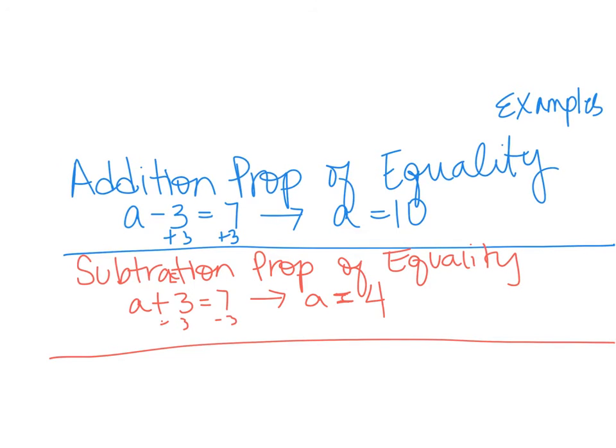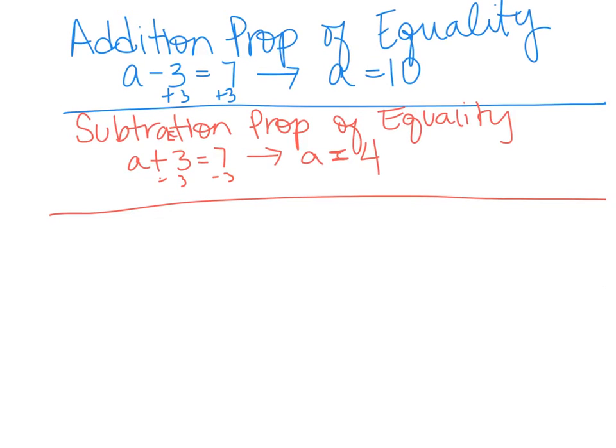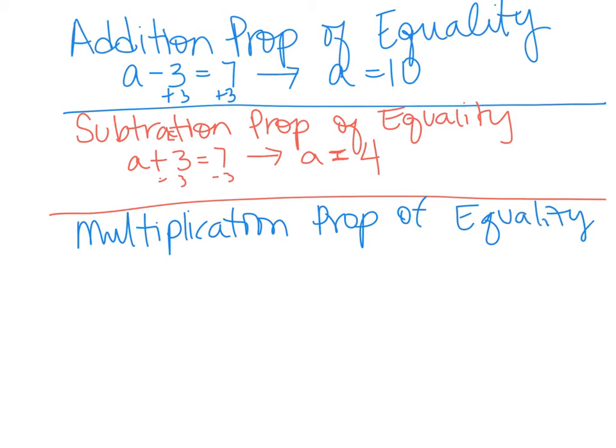Okay, then we have the multiplication property of equality. So my example here, if I had a divided by 2 equals 7, I could multiply both sides of this equation by 2 and get a equals 14. And we're still going to have an equality.